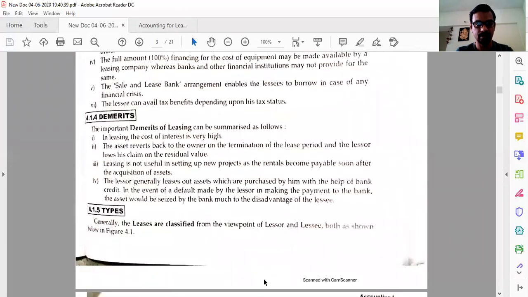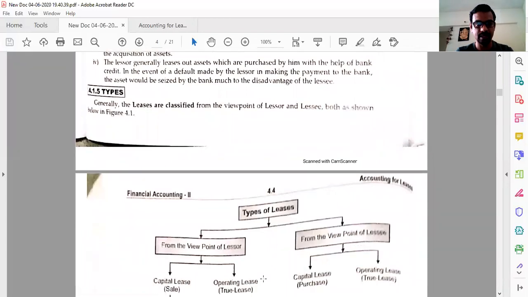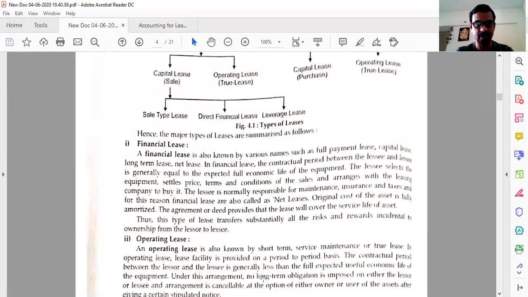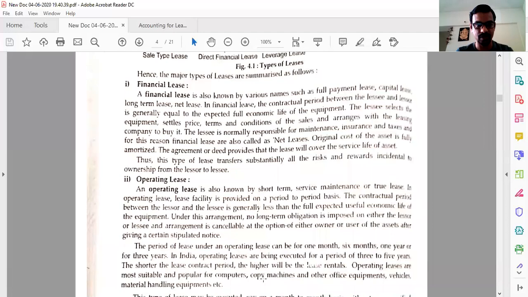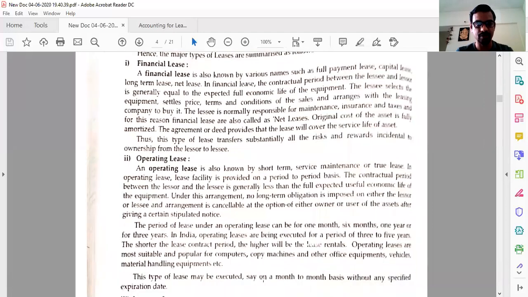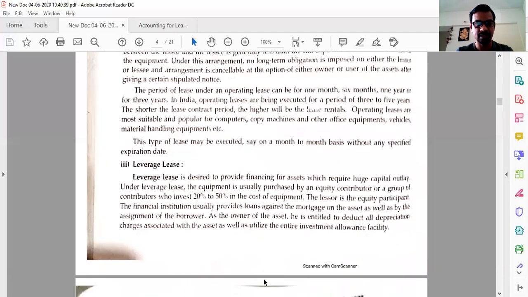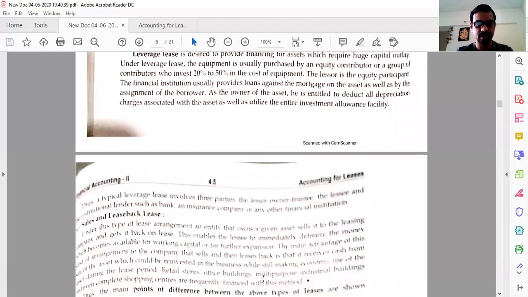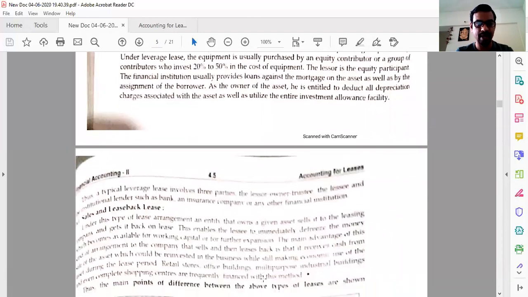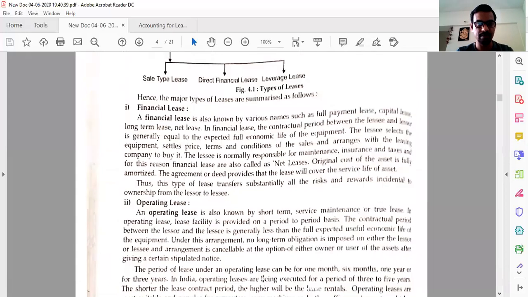Now, the next and most important topic, the types of leases. Generally, there are four types of leases. One is the financial lease, second is the operating lease, third is the leverage lease, and last is the sales and leaseback lease. So one by one, we will discuss these.